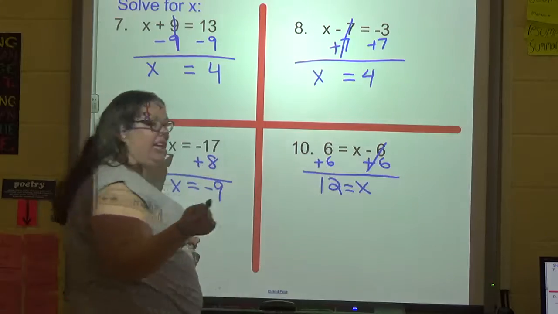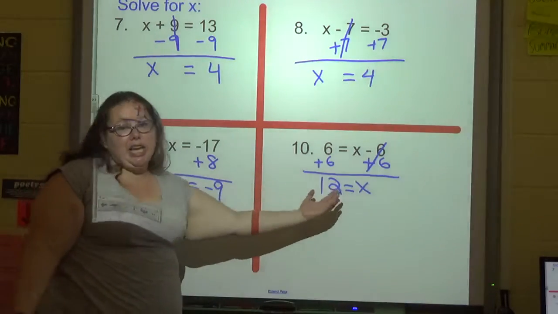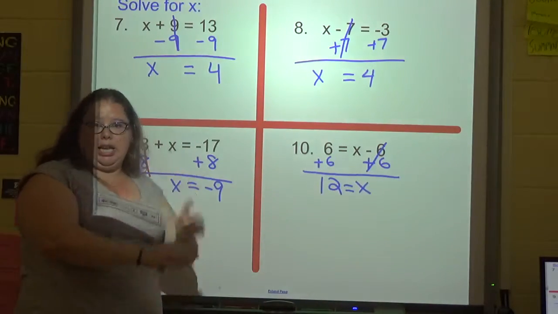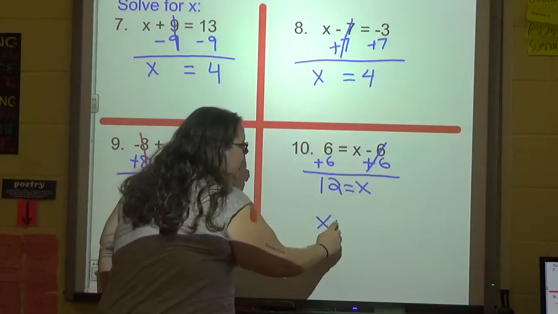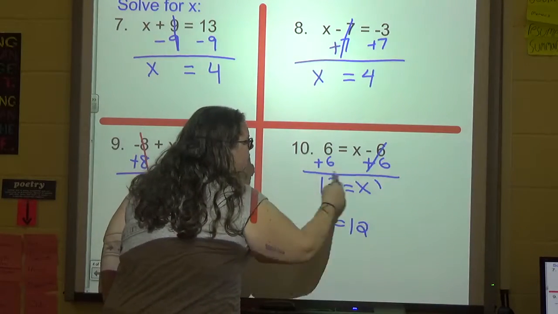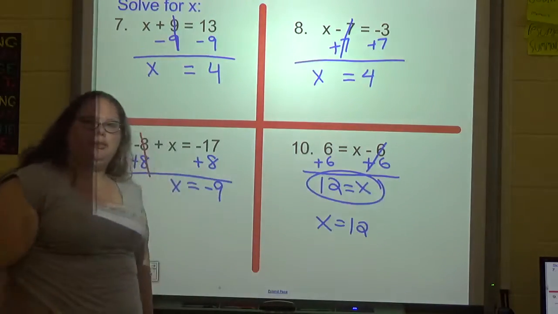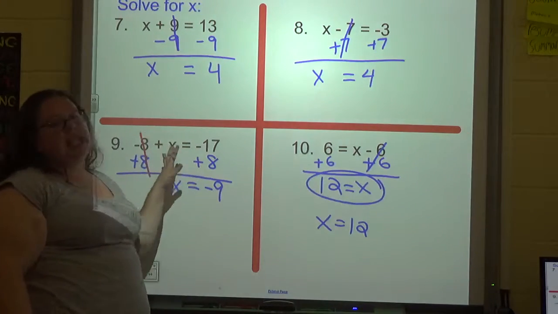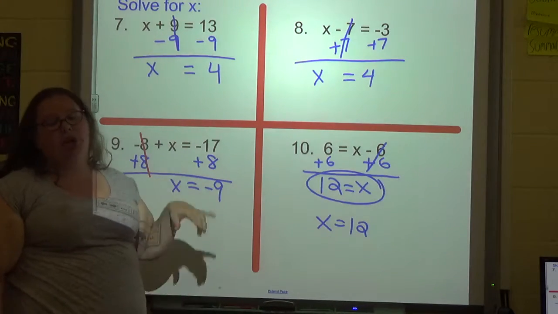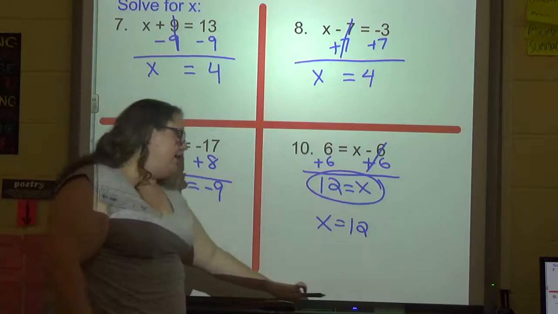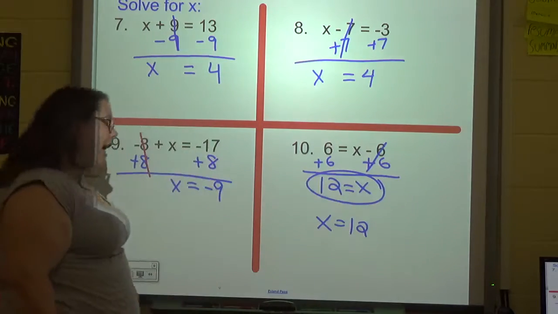Now some people don't like that. It's an equal sign, which means both sides are the same. So if you want to write it x equals 12, go for it. They're the same thing, doesn't matter. So this is solving one step with adding and subtracting. Now let's try multiplying and dividing.